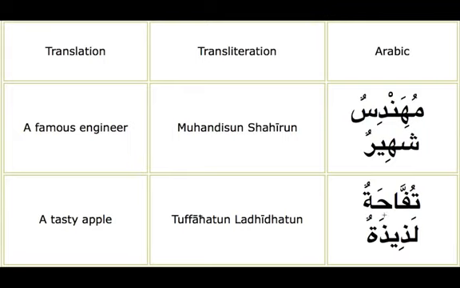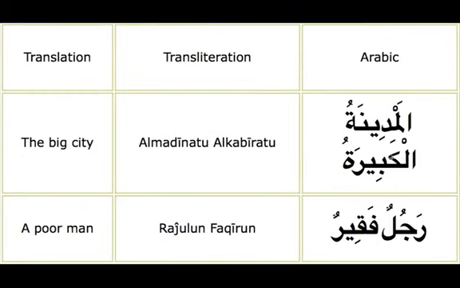Tufahatun is an apple. Lazizatun means tasty. You say tasty apple, not man'ud. And if you have a definite noun here, al-madinatu, and you have al-kabiratu, a big city. If you see here, both the nouns have exactly the same type, same gender, singular, singular. So everything is matching. That is naat and that is man'ud.